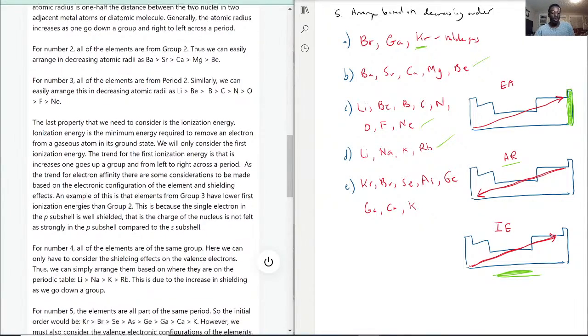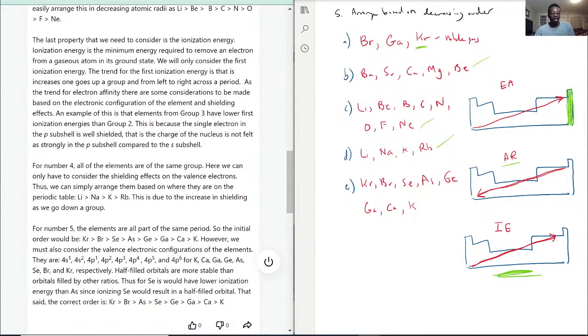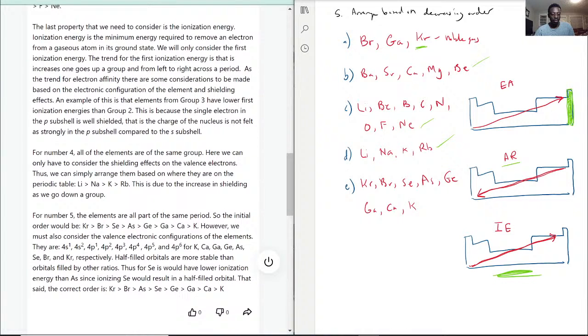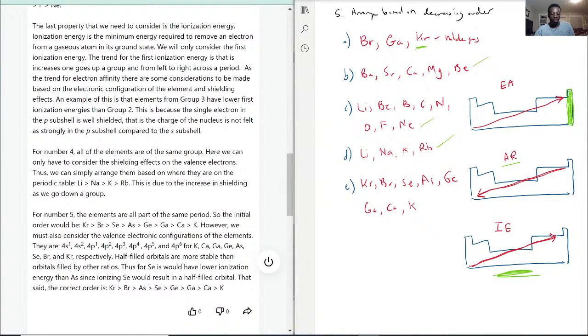So now for the last one, let's see. Yes, we have krypton, bromine. Oh, I see. So arsenic and selenium are actually switched, but germanium, gallium, calcium, and potassium are good. So valence electron combinations: half-filled orbitals are more stable than orbitals filled by other ratios.